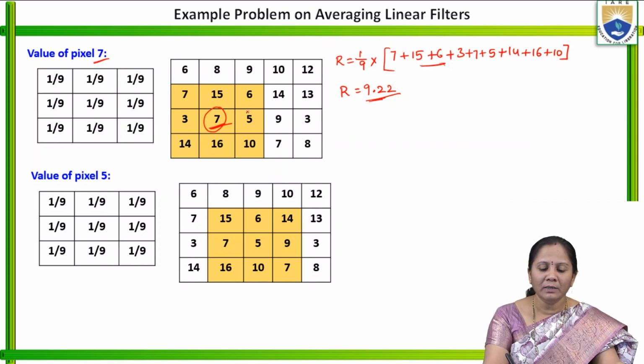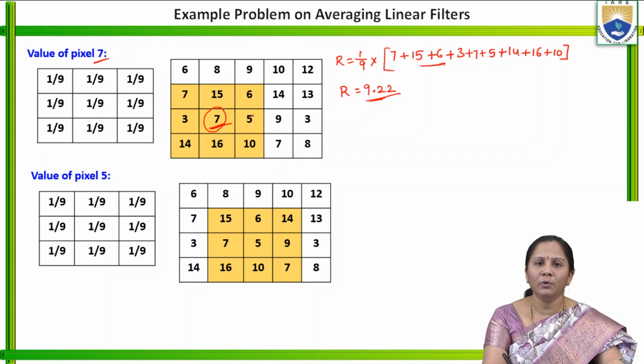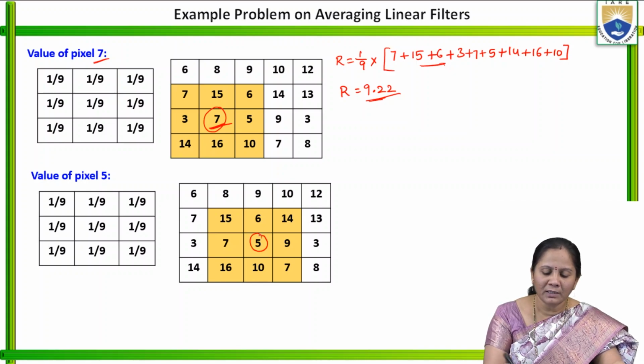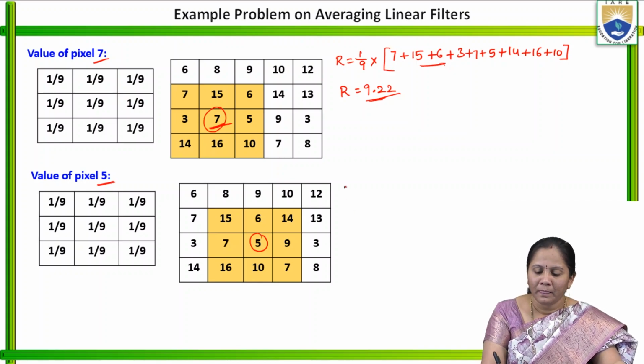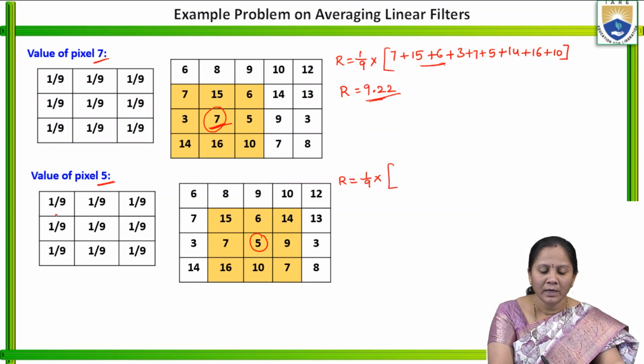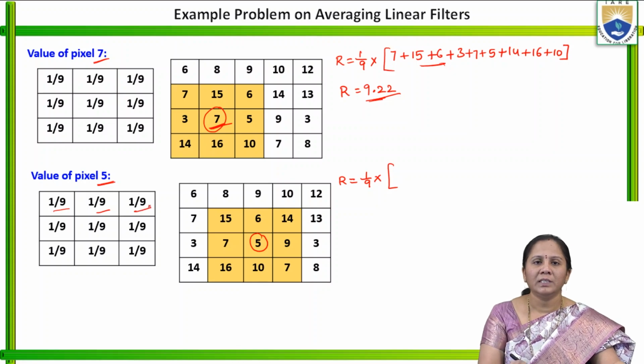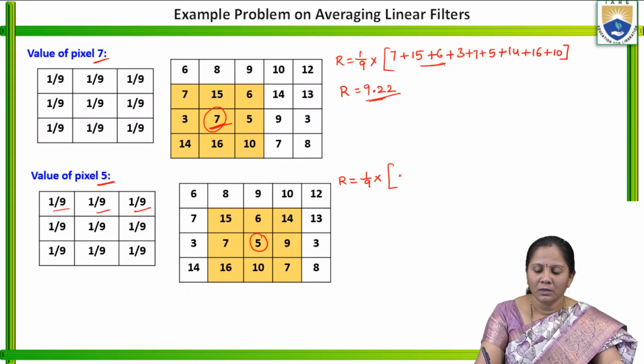Now, next we have to find the new pixel value of 5. So we have to make this 5 the center pixel. So we have to shift the mask such that this 5 becomes the center pixel so that we can find the new value of 5. So in order to find the new value of 5, it is 1 by 9. Every time we write 1 by 9 because we have the same weights for the filter. If we write 1 by 9 common, all the weights will be equal to 1, instead of multiplying every time with 1 by 9.